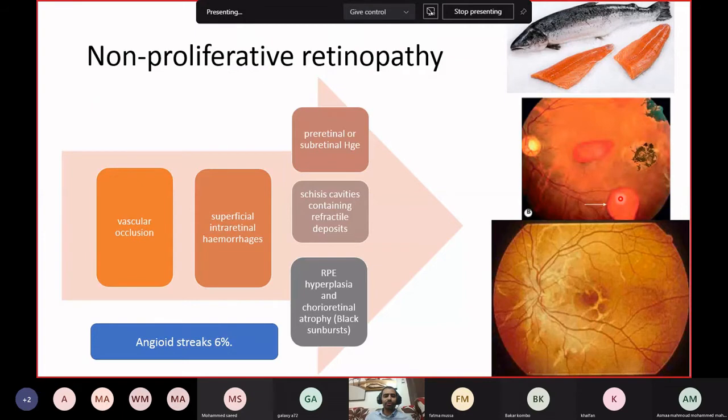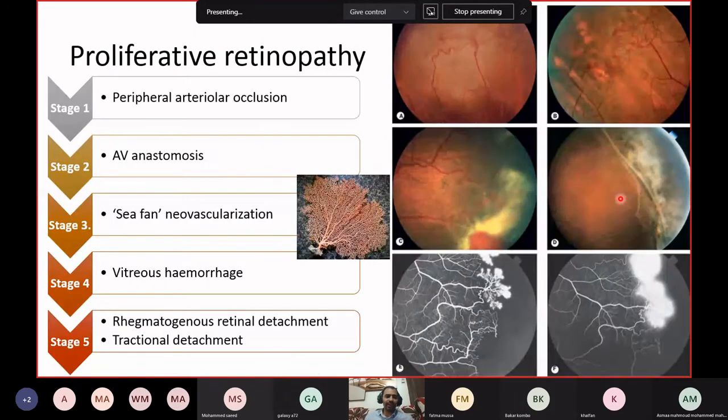Okay. So if we move to the proliferative retinopathy, we have stage 1, vascular occlusion without new vessel formation. Like here, for example, you find that the blood vessel is not continuous over that area. Stage 2, AV anastomosis. So the arteriole is in direct contact with the venule, like here. Stage 3, sea fan new vessels.